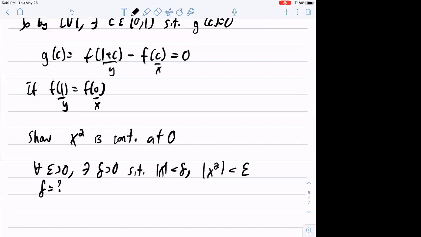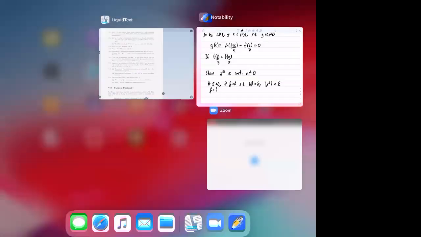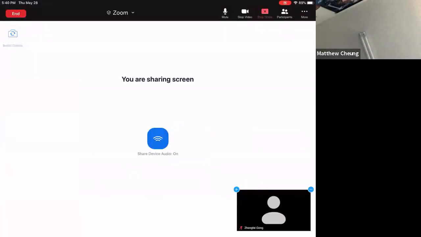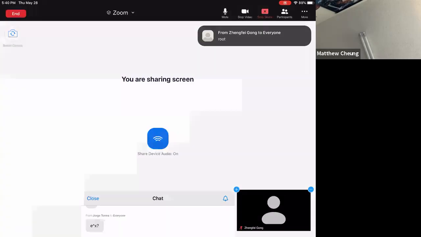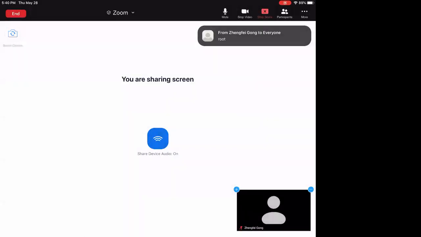Can anyone tell me? This should not be hard. So I mean, it's pretty easy to relate these two. One of them's the square of the other. So yeah, square root epsilon, right?